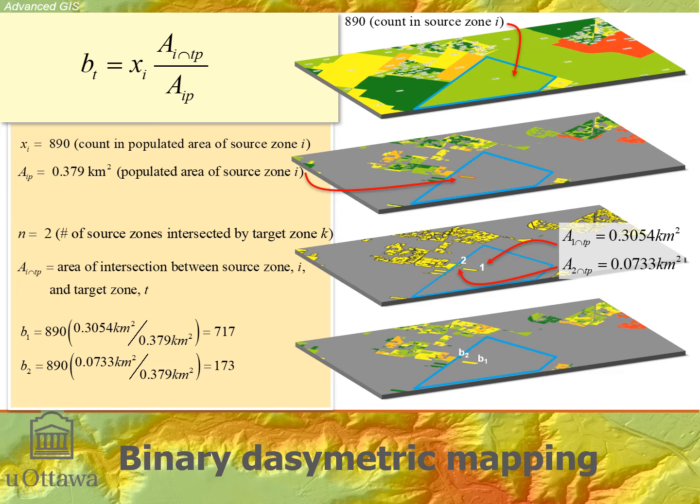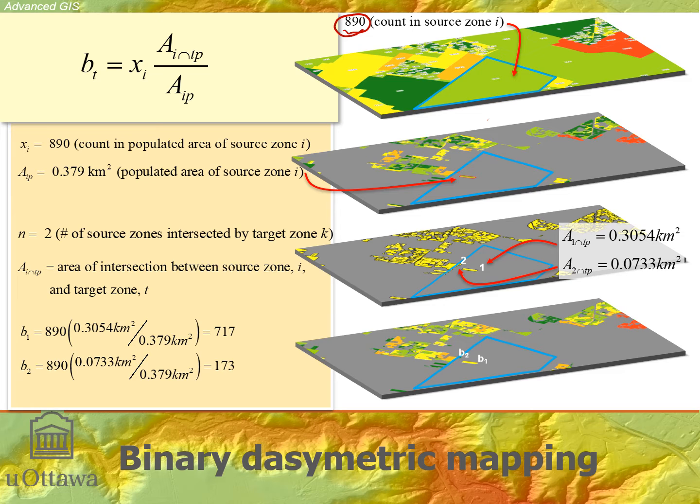So let's look at an example right here. So there's that little region I was showing you before. So that's one polygon. And in that polygon, this dissemination area, there's 890 people. So that's the source zone.